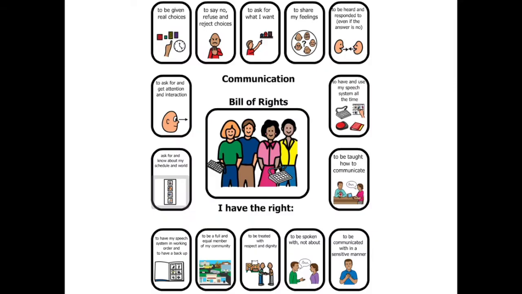This is a nice visual to remind us that communication is a fundamental human right, and everyone should have access and the ability to communicate.